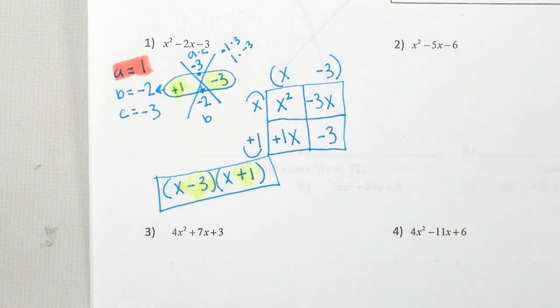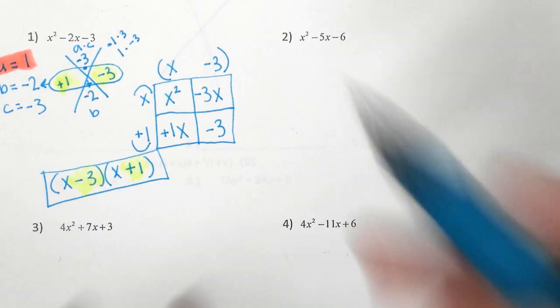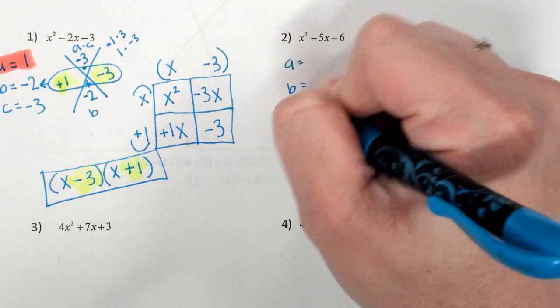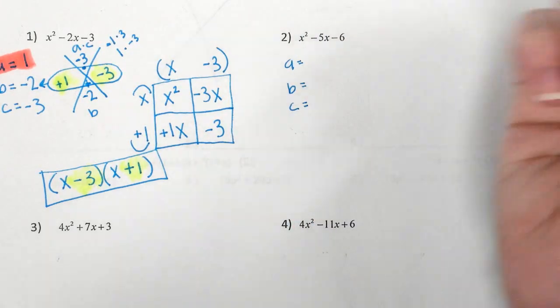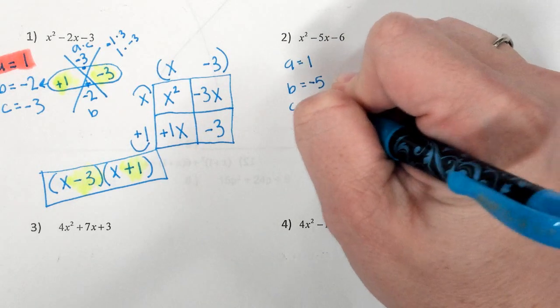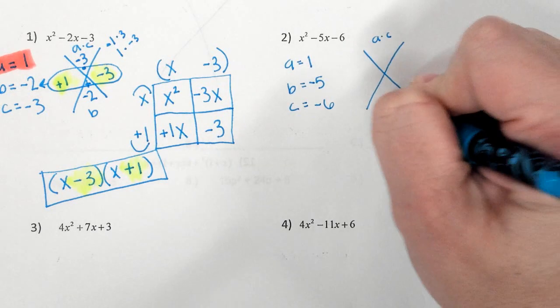So let's look at number 2 so you can see what that looks like without the box. So again, A is 1 here, so we have A, B, C. What's A? 1. B, negative 5, and C, negative 6. So remember, A times C on top, B on bottom.